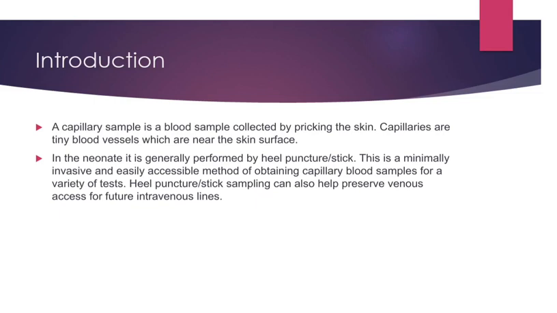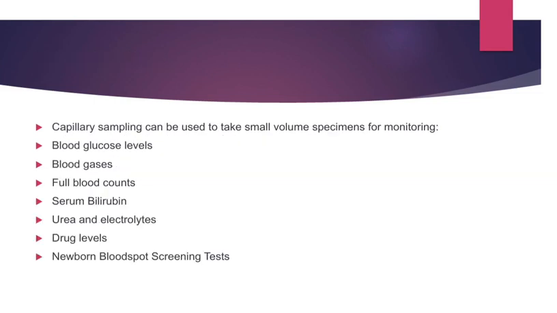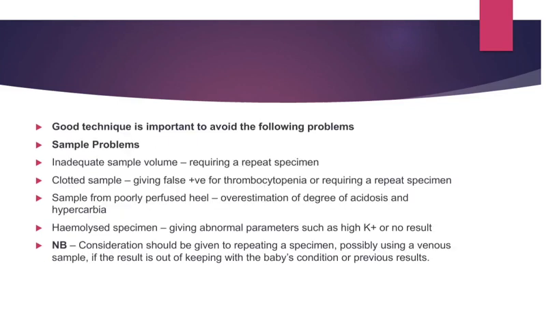Heel puncture, or stick sampling, can also preserve the venous access for future intravenous lines. Capillary sampling can be used to take small volume specimens for monitoring. They are blood glucose level, blood gases, full blood counts, serum bilirubin, urea and electrolytes, drug level, and the newborn blood spot screening test. Good technique is important to avoid the following problems.